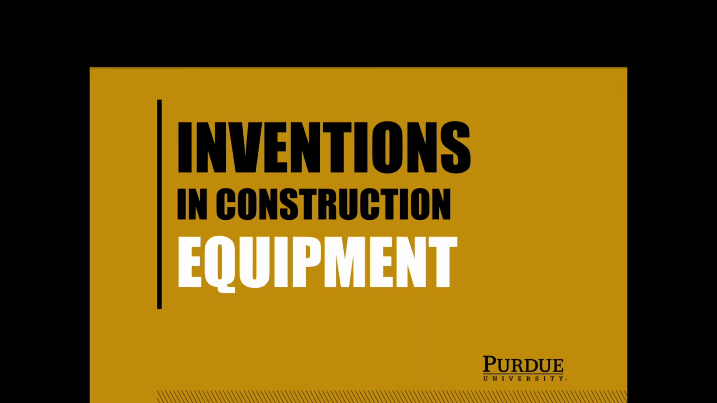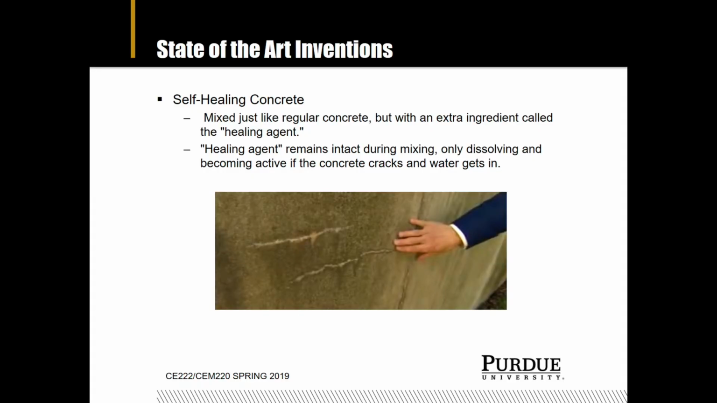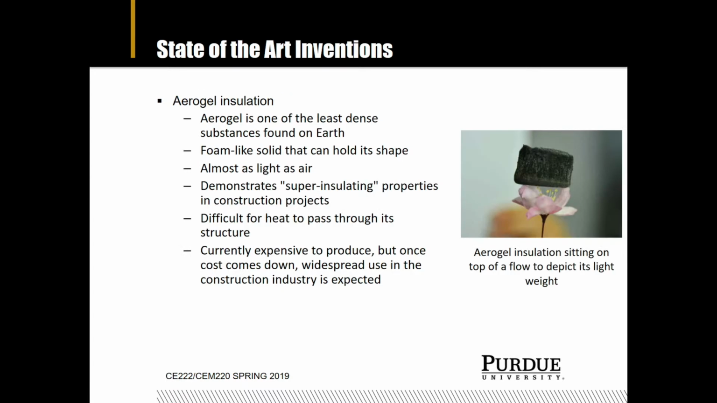So now we're going to go over some of the inventions in the construction industry. One of the state-of-the-art inventions that we looked into was self-healing concrete. This concrete is mixed just like regular concrete, but there's an extra ingredient called the healing agent. This healing agent remains intact during the mixing, and it only becomes active if the concrete cracks and water gets in, and at that point it'll self-heal.